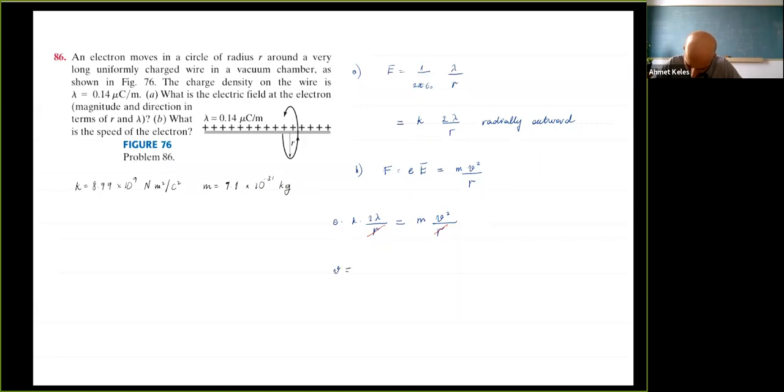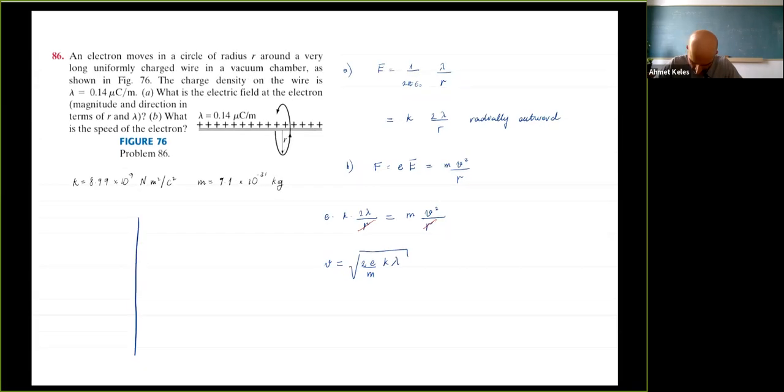V is equal to, let's say 2E K times lambda, maybe M here, and the whole thing square root. Is that correct? Did I miss anything? Hopefully not.